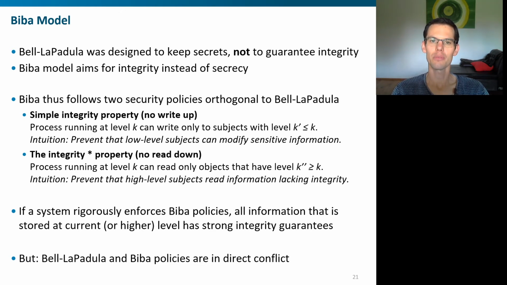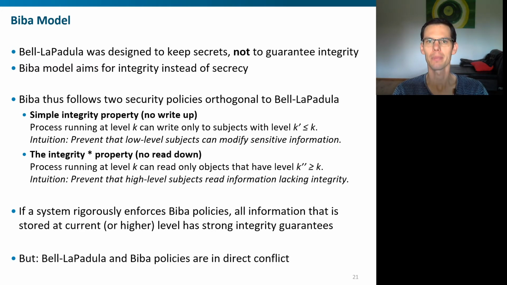Now, if you have a system that rigorously enforces Biba policies, all information that is stored at the current or higher level has strong integrity guarantees. But again, on the other hand, you don't have any secrecy guarantees. And what is worse, if you compare Biba and Bella Padula, these two models are in direct contrast. Right? This is a really problematic thing, because we either have Biba, which enforces integrity, or we have Bella Padula, which enforces secrecy, but both are not achievable at the same time. So these are nice theoretic concepts that can be applied in very security sensitive domains, but in practice they don't really work.